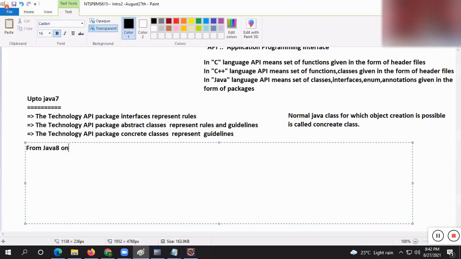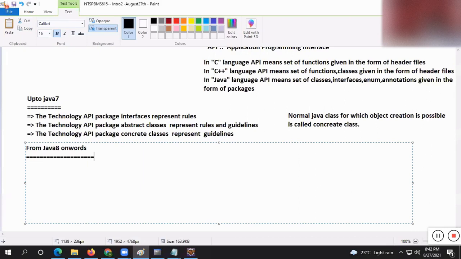The story changed a little bit. From Java 8 onwards, interfaces can have default methods and static methods, guys. They can be defined, boss. Hey, come on, guys. They can be defined or not. That's why the statement is a little changed, guys.